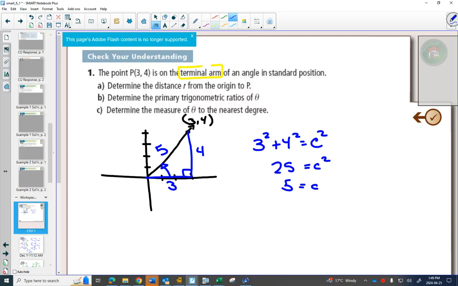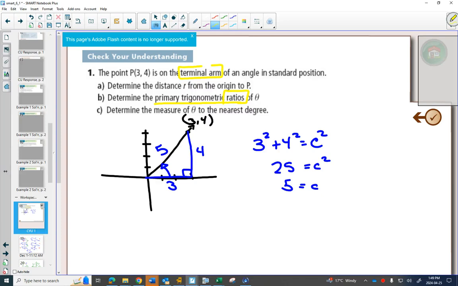Determine the primary trig ratios. What does this mean? This is sine of theta, cos of theta, tan of theta. And when they're asking for the ratios, ratios are fractions, something over something.